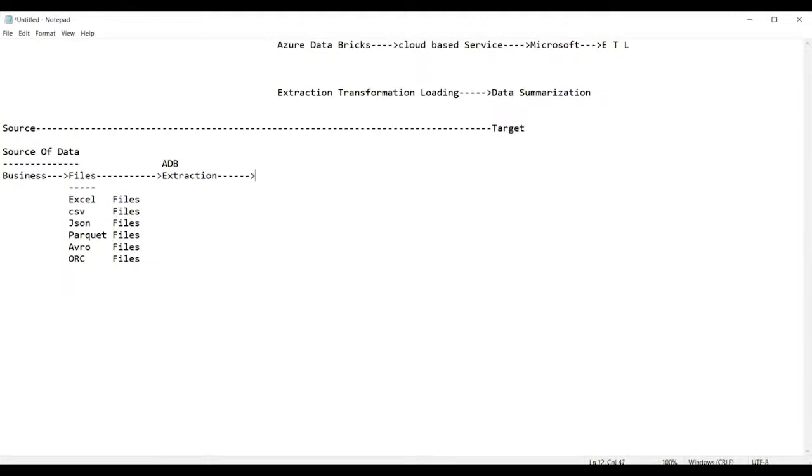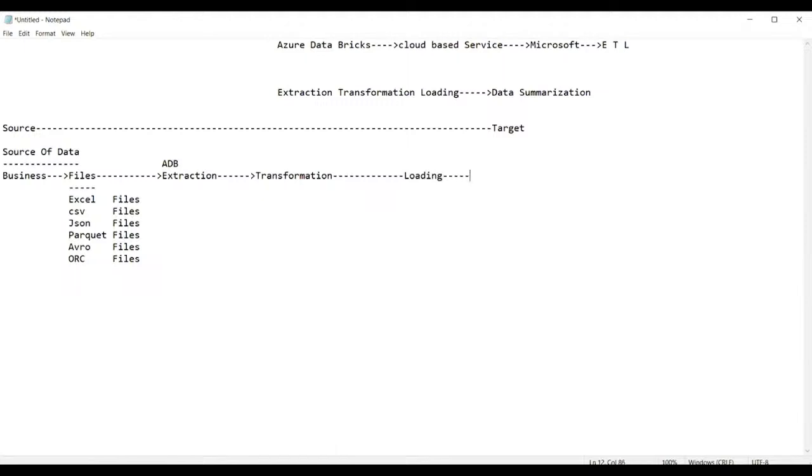Then what is the next process? Tell me now, guys. The next level of processing is transformation. Transformation is based on the requirement of the customer, you're going to change the format of the data, change the structure of the data, and design a new structure of the data. Am I right? This is called transformation.